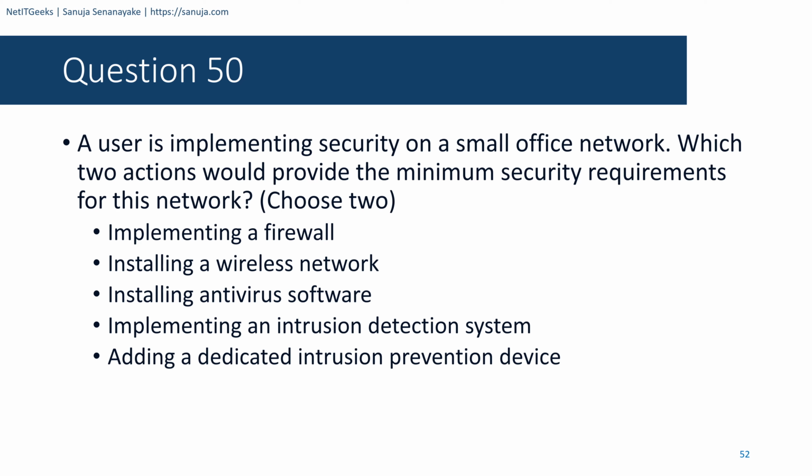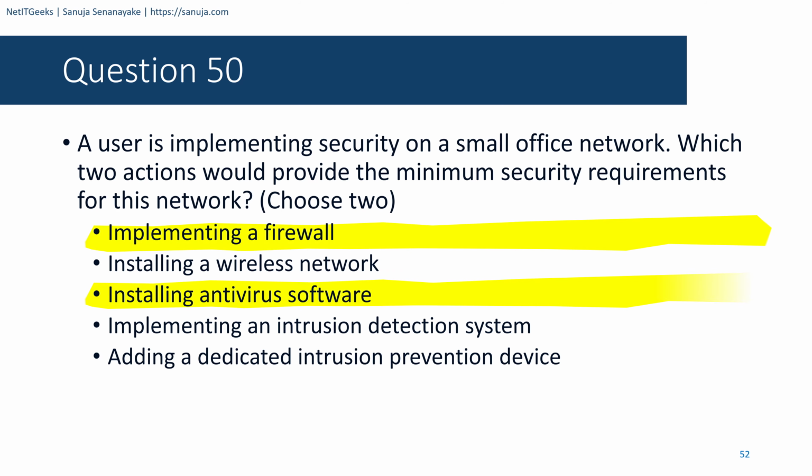So we are looking for the minimum, not very complex ones. Those include implementing a firewall and installing antivirus software. Everything else listed here, things like installing a wireless network, is not part of security, and things like intrusion detection and intrusion prevention are much more advanced, complex security concepts that are not even covered in the CCNA lecture series or program. So you don't have to worry about it. You just need to know these exist. So implementing a firewall and installing antivirus would be the minimum requirement.